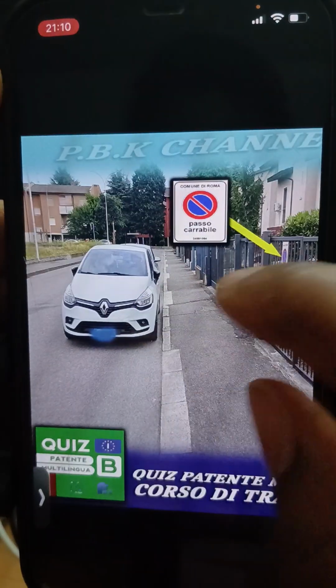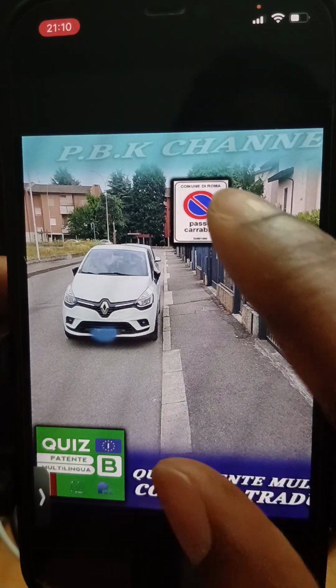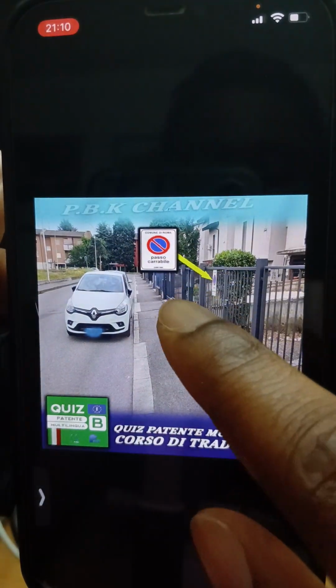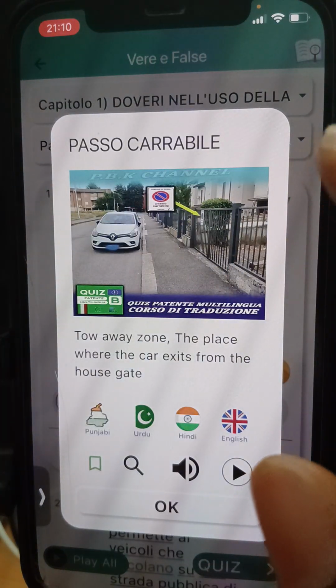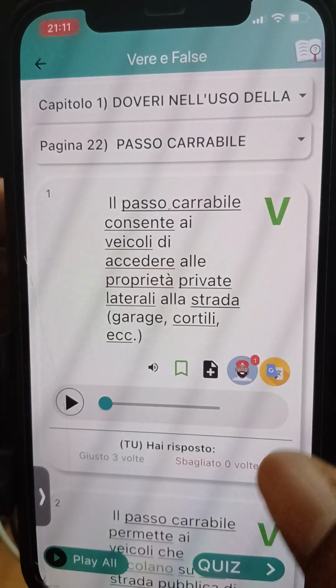Don't park here. If you park your car and they call the tow truck, they will tow away your vehicle. Alright? So you are not allowed to park. But you can stop, to pick up passenger, you know? You can stop. But you are not allowed to park. Alright, let's go.